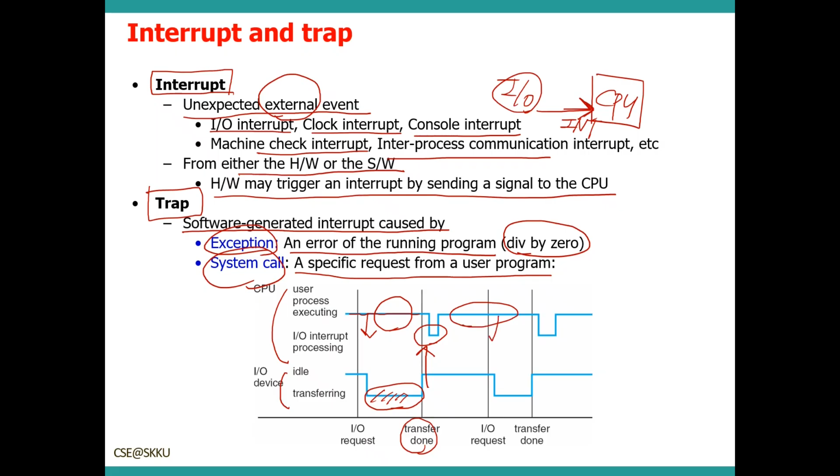Then it can generate another system call for the I/O device. Then the I/O request operation is performed. After completion of the data handling, it generates an interrupt. Then the interrupt service is executed, and after that, the CPU can execute the user program.